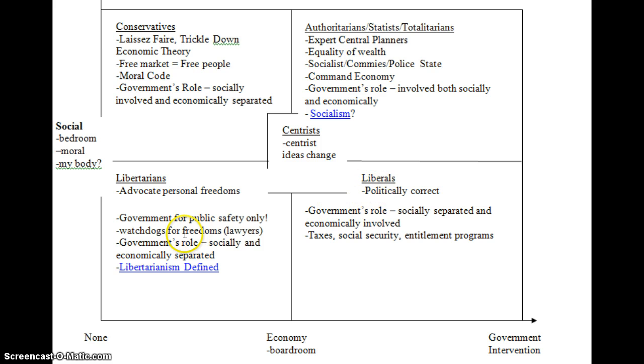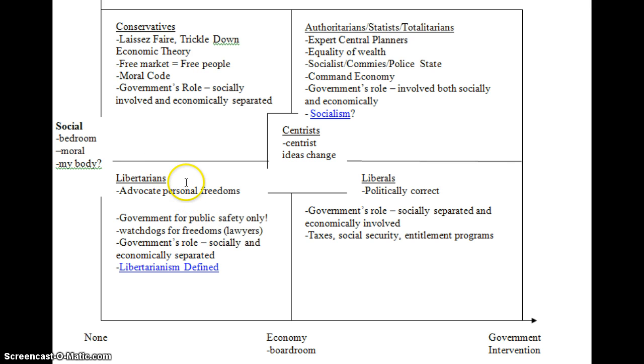Now we're going to look at the other two political groups on this list. This one right here, the Libertarians. These individuals are those who would argue that government has very little role to play in the social lives or the economic lives of Americans. So they're very much separated. Some very prominent libertarians would advocate that government's only role would be for the public safety of the individuals.